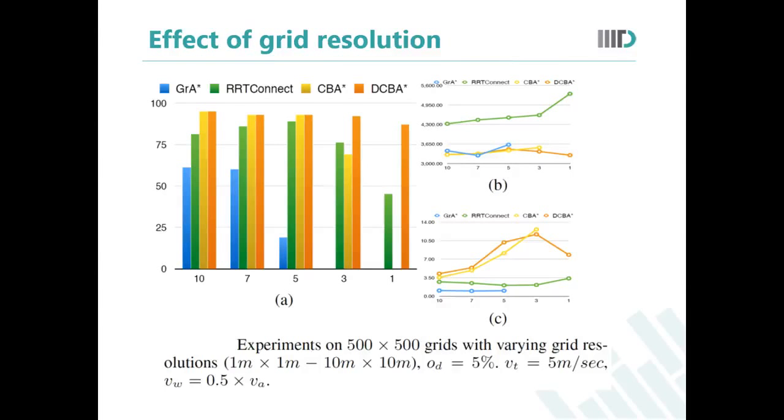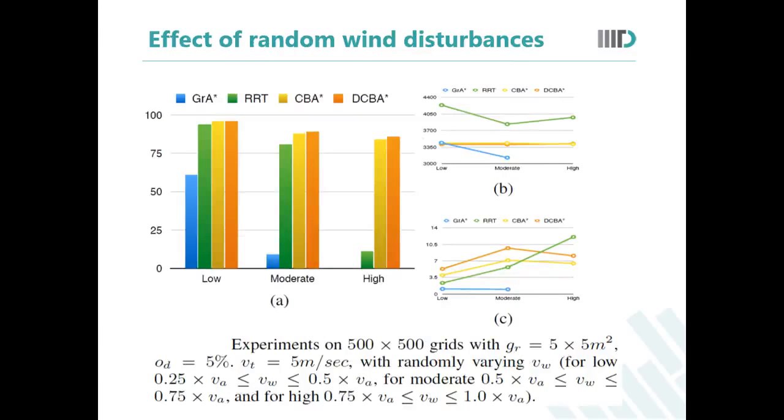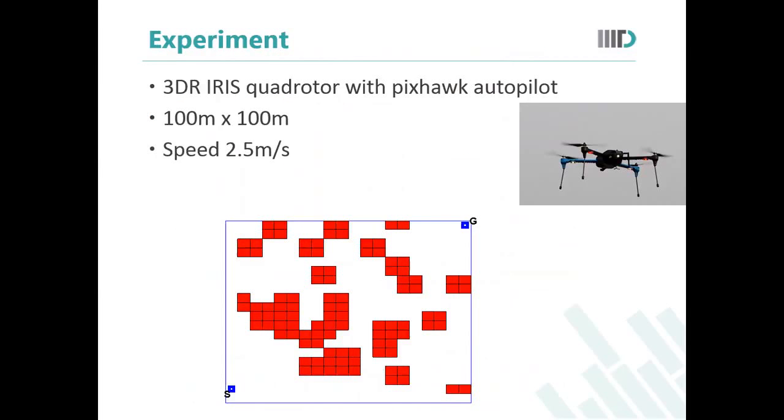Not only that, how would the system behave when I have random winds, or wind gusts, or wind fields that change over time? In this case, when we have a higher change in the field, between 0.75 and 1 of your air speed, even then A star, CBA star, and DCBA star are pretty good, with almost consistent path lengths and very low computational time required.